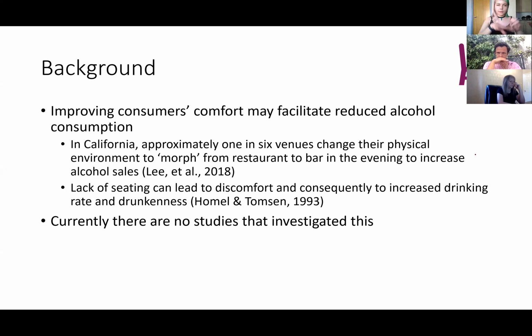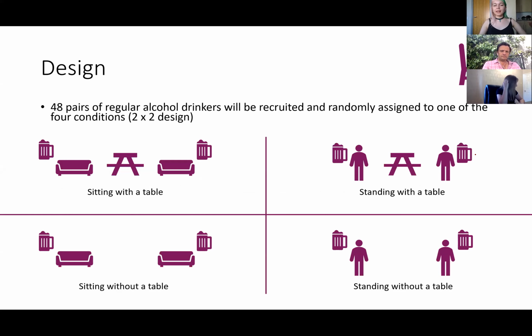So that's the design of our study, and I'll go through each part of it. 48 pairs of regular alcohol drinkers will be recruited and randomly assigned to one of the 4 conditions, and these 4 conditions are present on the slide. So there is sitting with a table, standing with a table, sitting without a table, and standing without a table.